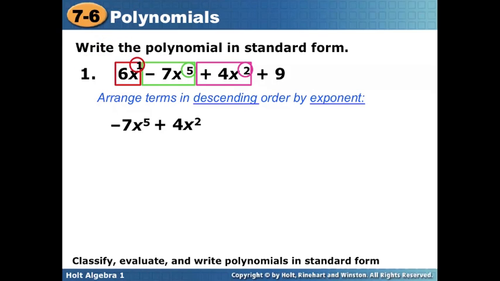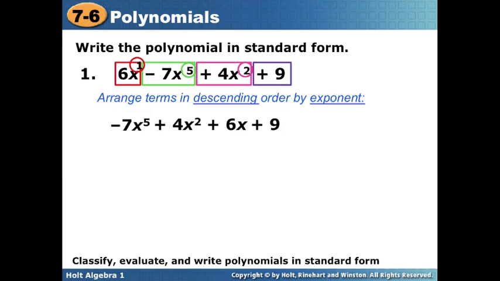That has an understood 1 as the exponent on the variable x. Because the 6x is positive, we will write plus 6x. And then finally, our constant, plus 9. You could think of this as plus 9x to the 0 power. Remember, anything to the 0 power would be 1. So this is plus 9, or plus 9 times 1, which is the x to the 0 power.